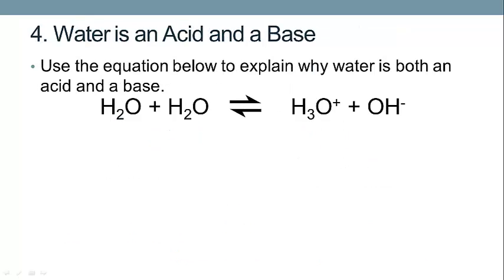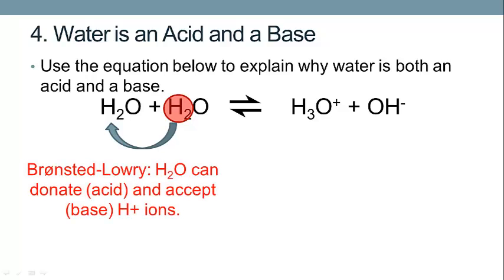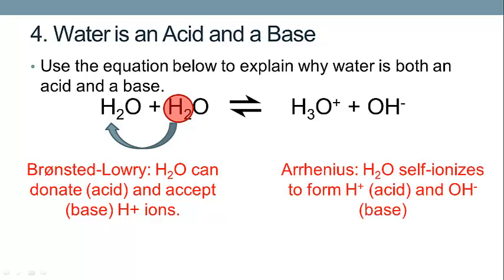Use the equation below to explain why water is both an acid and a base. So this equation here is showing the self-ionization of water. One water can donate a hydrogen ion to the other water. So this matches the Bronsted-Lowry definition. Water can both donate and accept hydrogen ions, so it is acting as both an acid and a base. The Arrhenius definition says that an acid is something that forms H plus ion when in solution. So remember, whenever we form H plus ion in water, we end up with hydronium. So that's what that H3O plus is. We also get OH minus, which makes water a base as well.